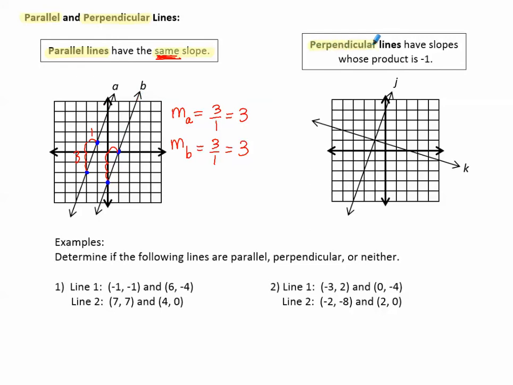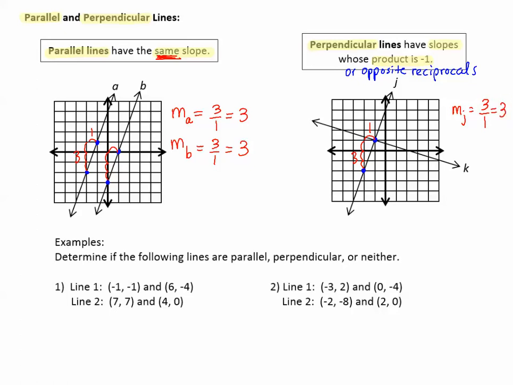Perpendicular lines have slopes whose product is -1. The slopes are also known to be opposite reciprocals. That's another way we can think of them. Opposite reciprocals. Let's take a look at these slopes. I'm going to find integral points, integral coordinates, and I'm going to count the slope of line J. 1, 2, 3, up, and to the right, 1. So the slope of line J is 3 over 1, which is the same as 3.